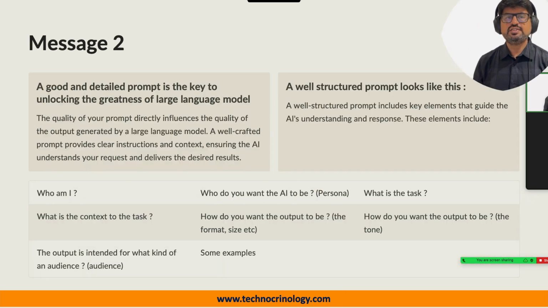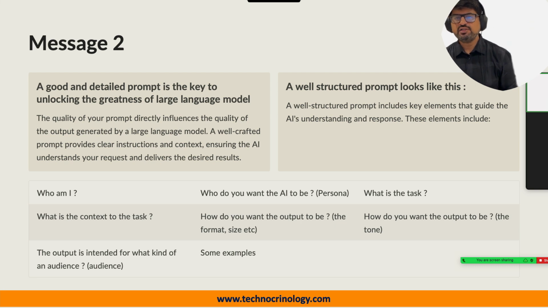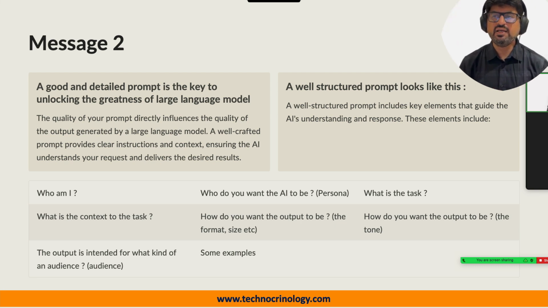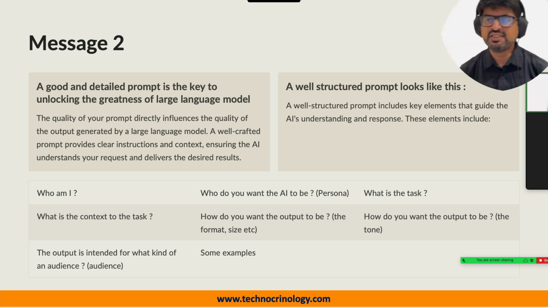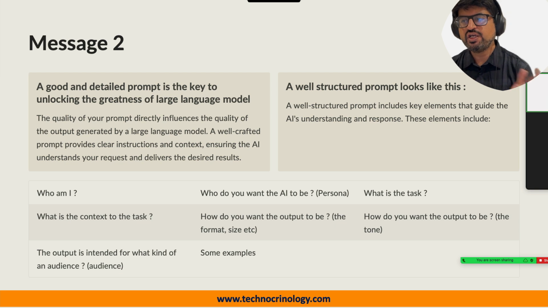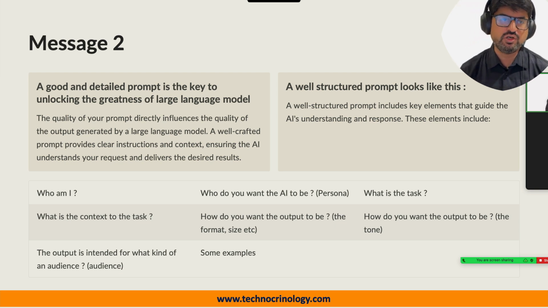Secondly, a good prompt is very important, right? A good prompt should have all these features: who am I, persona, task, etc. So a well structured prompt, when you write it, you will get a good response. There are some sample prompts you are all given there. You can use the same prompts, or you can generate your own and make it better.